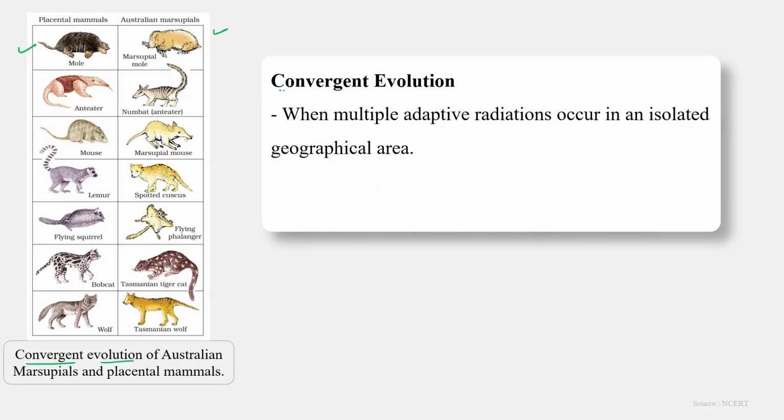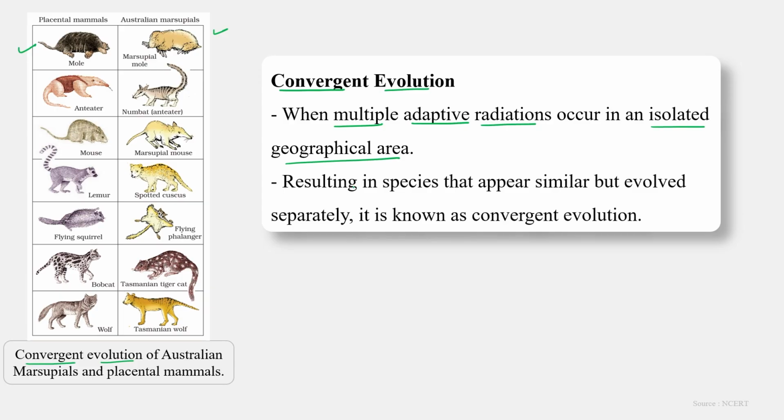Convergent means when multiple adaptive radiations occur in an isolated geographical area. Their ancestors are different, but they adapt in the same way. This is known as convergent evolution, resulting in species that appear similar but evolved separately.